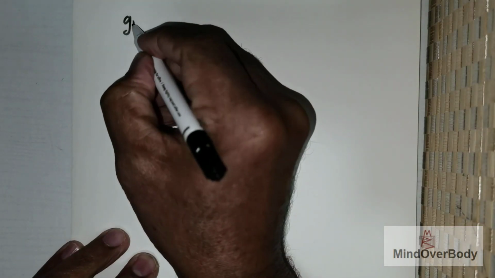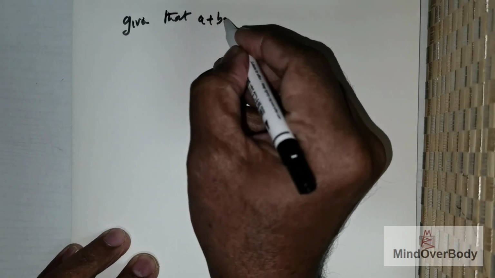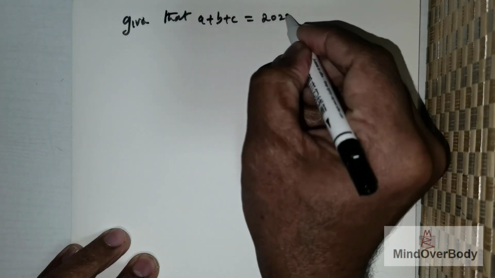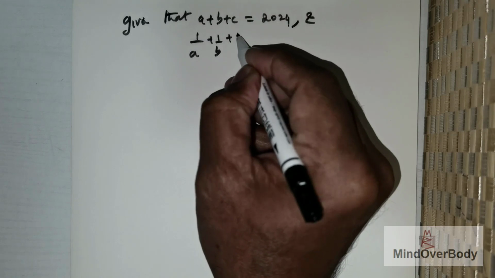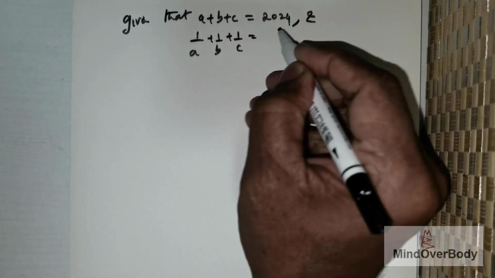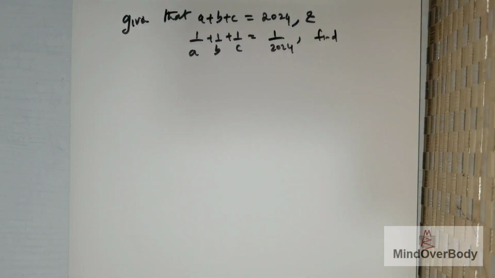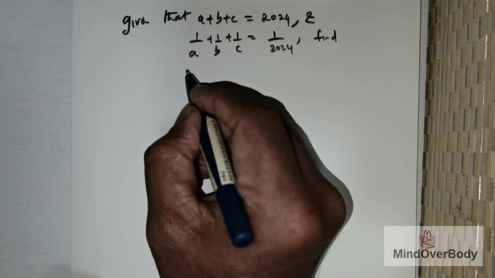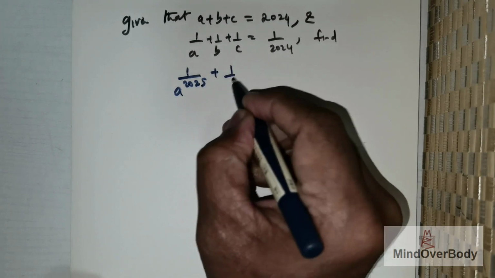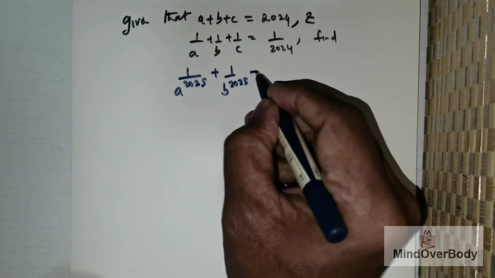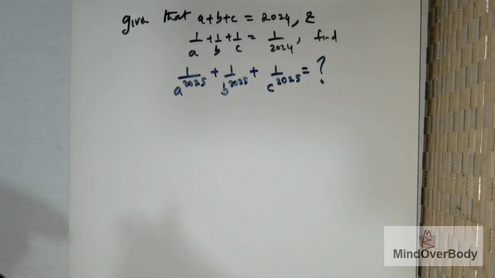Welcome students, we have been given this question: given that a + b + c = 2024 and 1/a + 1/b + 1/c = 1/2024, we are expected to find the value of 1/a^2025 + 1/b^2025 + 1/c^2025. So we need to know this value.